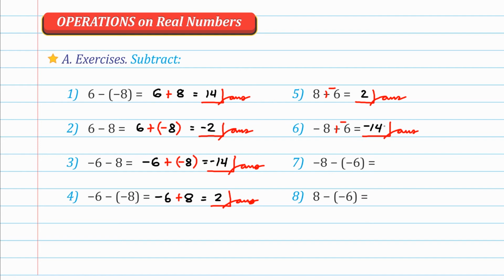Mas mabilis, ano? So, instead of rewriting everything, you use two lines. One is to convert from minus to plus, and the other is to get the opposite of that number.